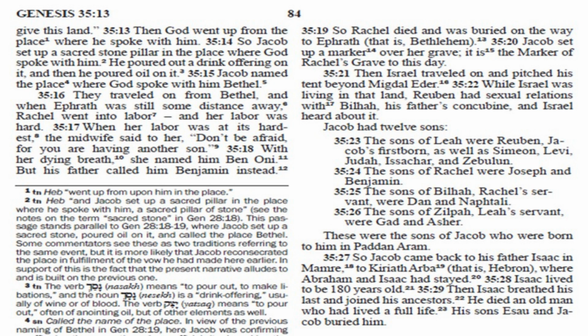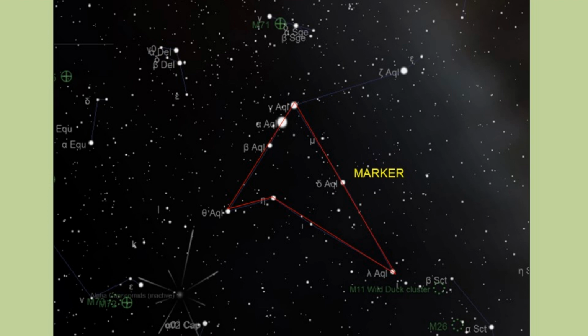When they were near Ephrath, Rachel died while giving birth to Benjamin, as mentioned in verse number 16 to 19. Jacob buried her on the way to Ephrath and set up a marker over her grave which is present till today, as mentioned in verse number 19 and 20.